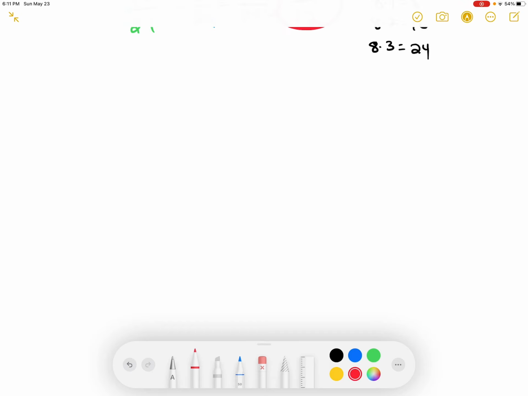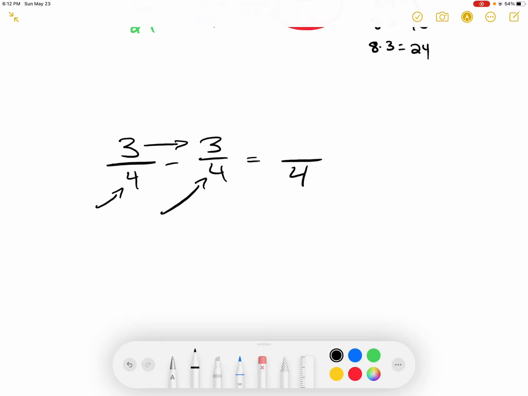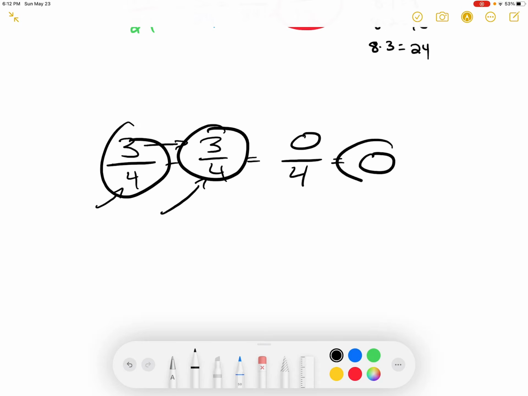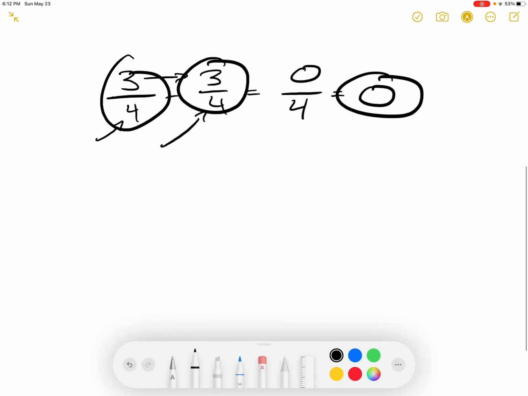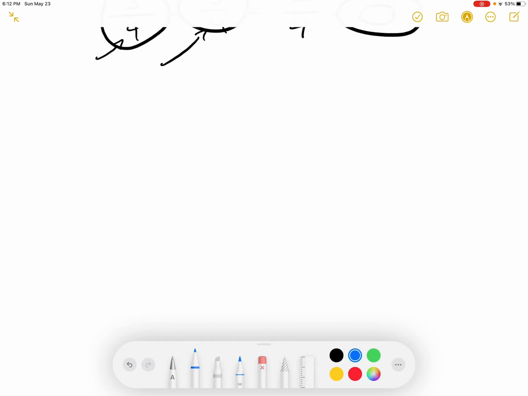Let's try another one. Let's try a whole number. Let's say I am subtracting 3/4 minus 3/4. Well, this one should be pretty easy. Do I have common denominators first? Yes. So the denominator will be 4. And then I subtract the numerators. 3 minus 3 is 0. 0 divided by 4 is the same thing as 0. Or you could have simply said, anything subtract itself is going to give you 0. Either way works.